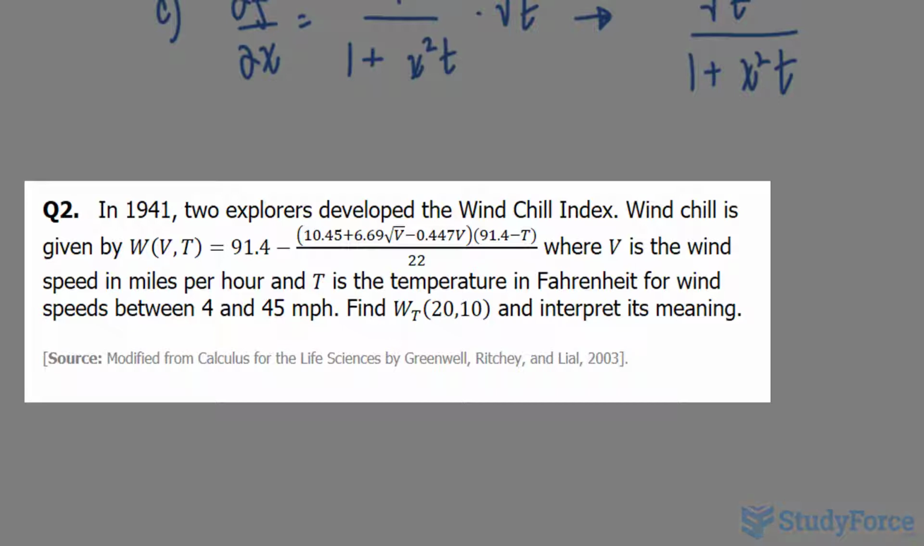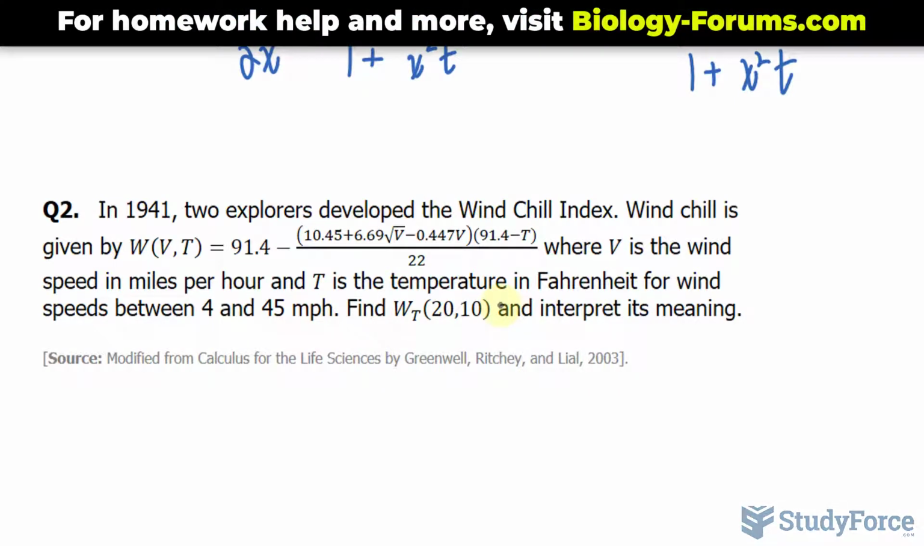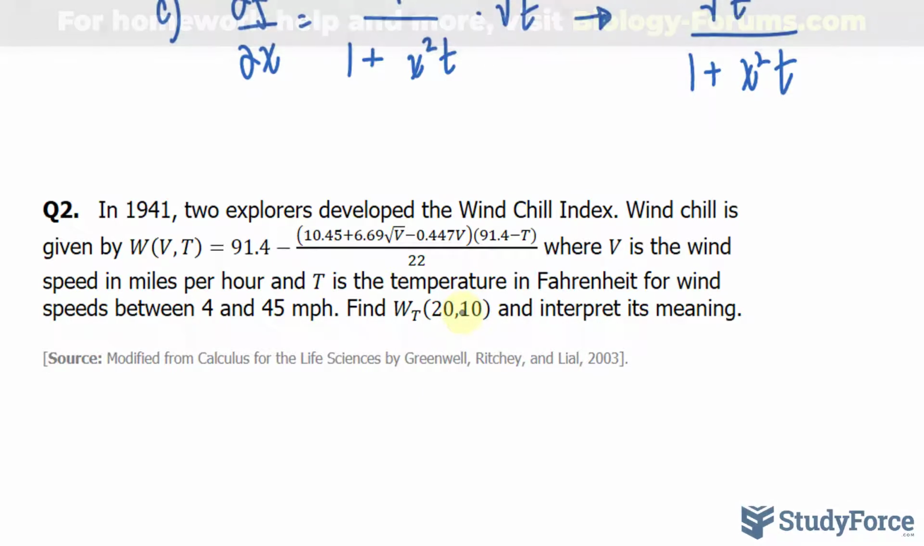The wind chill is given by the function shown on your screen, where v is the wind speed in miles per hour and t is the temperature in Fahrenheit for wind speeds between 4 and 45 miles per hour. The question is asking us to find w sub t at v equal to 20 and t equal to 10. In other words, 20 represents the speed and 10 represents the temperature. Let's go ahead and figure this out.